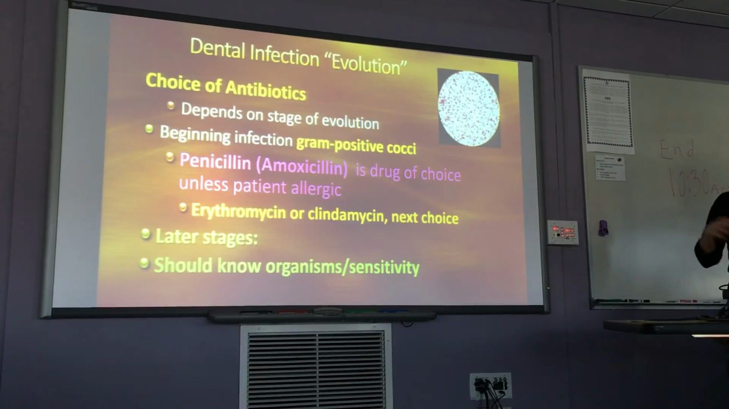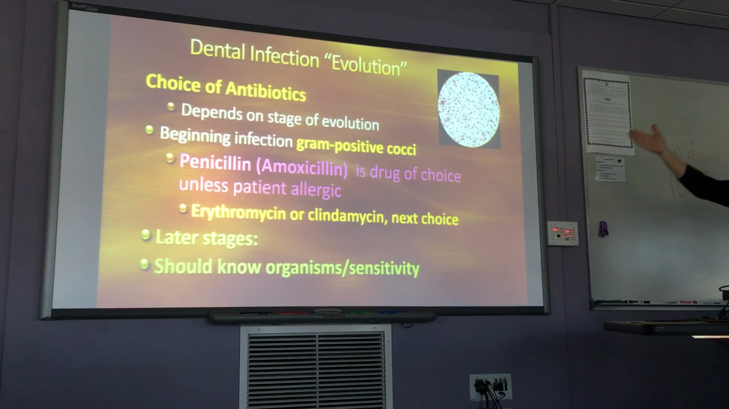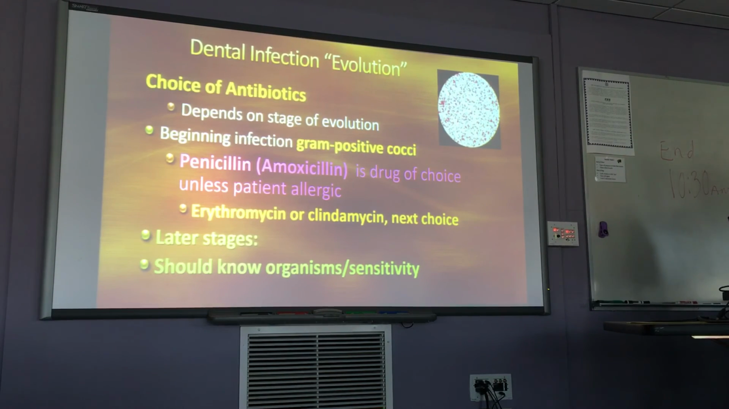So in talking about the dental infection evolution and how we choose antibiotics that are appropriate for it, we choose the one that's appropriate to the stage of evolution. And again, a practitioner with a lot of experience knows how to treat these things, okay? We know that in the beginning we're talking about gram-positive cocci, and penicillin or amoxicillin is going to be your drug of choice unless the patient is allergic to it.